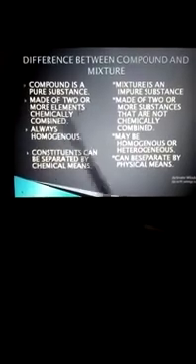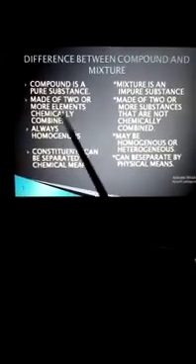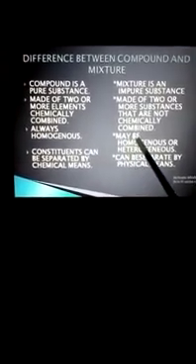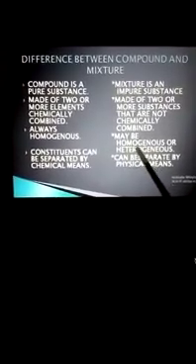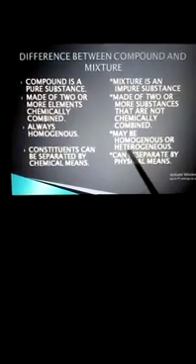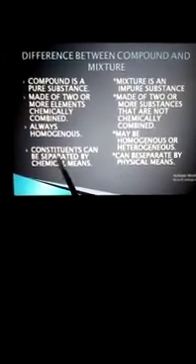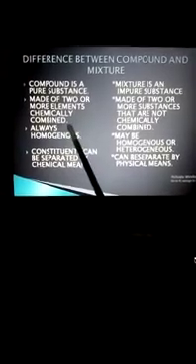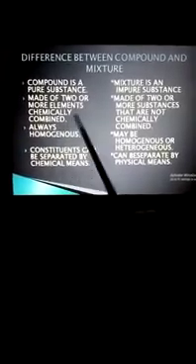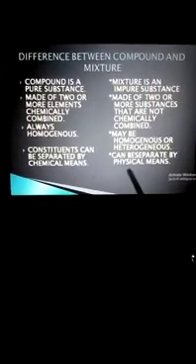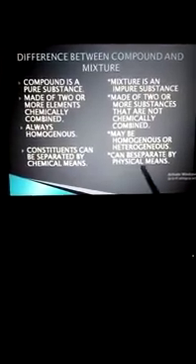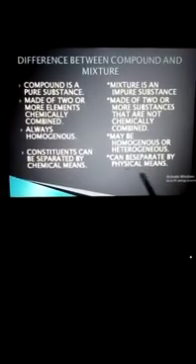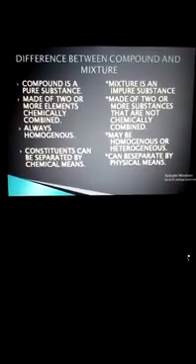Compounds are always homogeneous, meaning throughout the compound the property remains the same, like water. Whereas a mixture may be homogeneous or heterogeneous. Just now we have discussed it. So constituents can be separated by chemical means only in the case of a compound because they are chemically combined, whereas mixtures are only physically mixed together, so they can be separated by physical means.